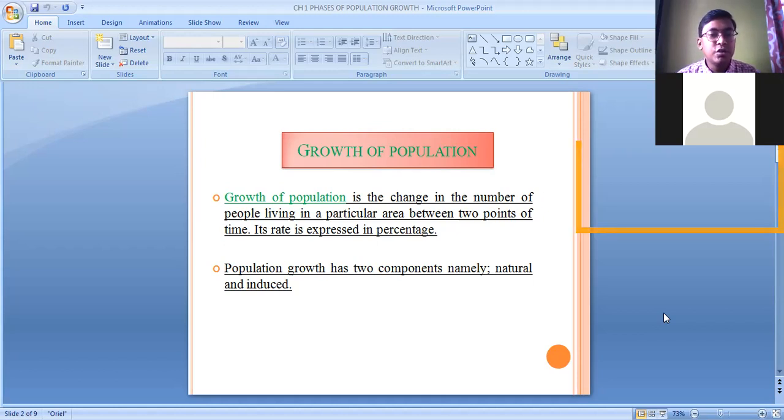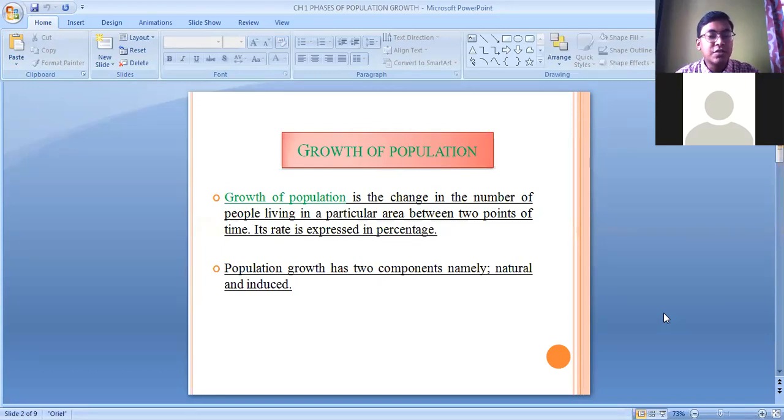So population growth is actually the increase in the number of people living in a particular geographical area between 2 different time periods. And the growth of population is usually expressed in percentage. We always express the population growth in percentage, that is annual growth percent. And population growth has 2 components, that is the natural and the induced growth. The natural growth of population and the induced growth of population.